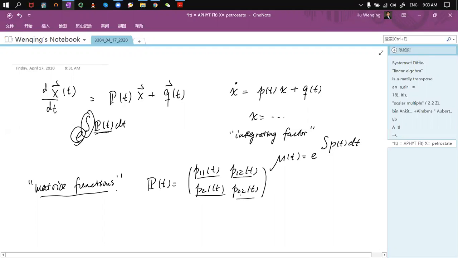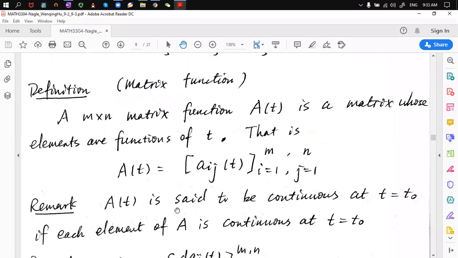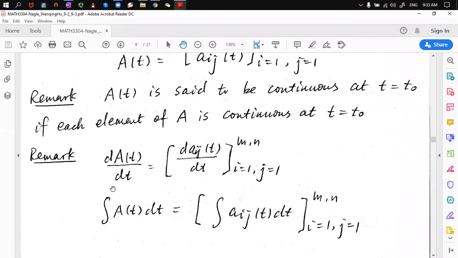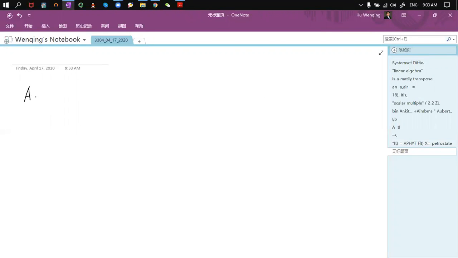How do you operate on matrix functions? For example, what does it mean, the integral of p of t dt? So what does it mean, the integral of a matrix function? In terms of matrix functions, the operations are very similar to functions. For example, if you want to take a derivative of a matrix function, let me consider the matrix function A of t equal to a11 of t, a12 of t, a21 of t, a22 of t. This is a matrix function.